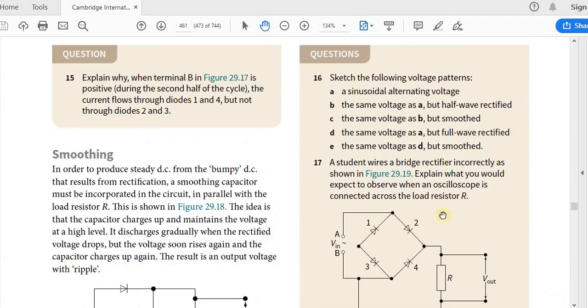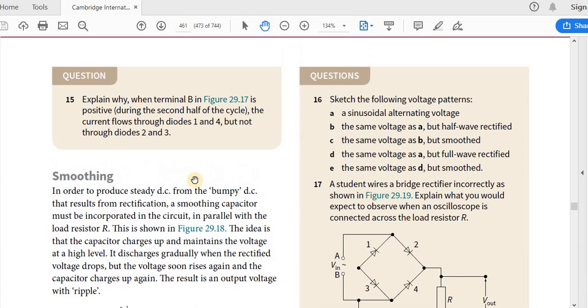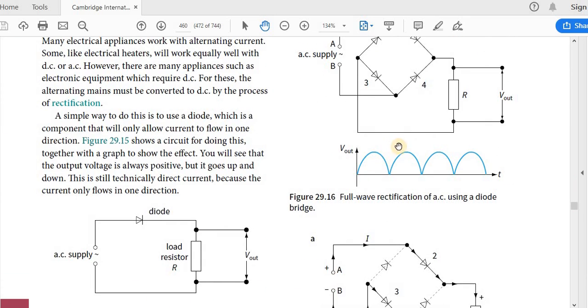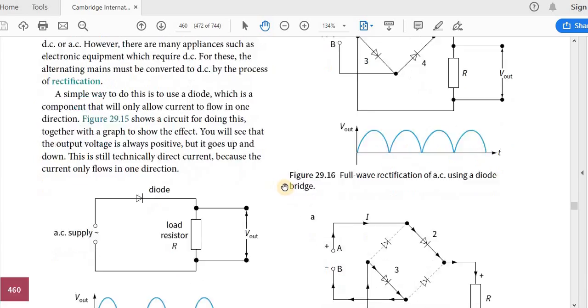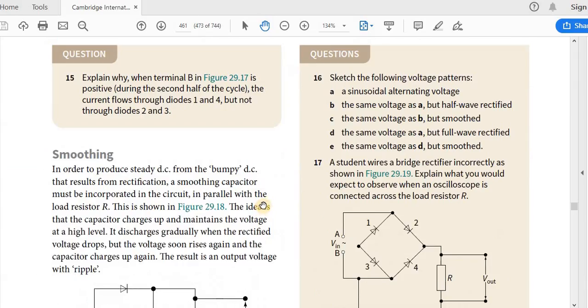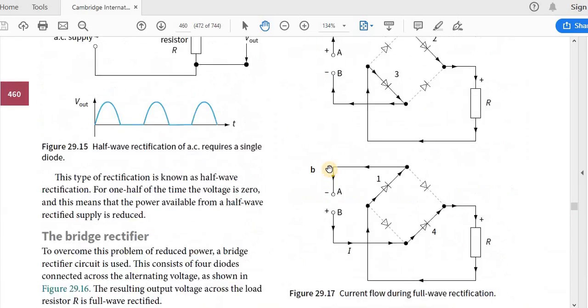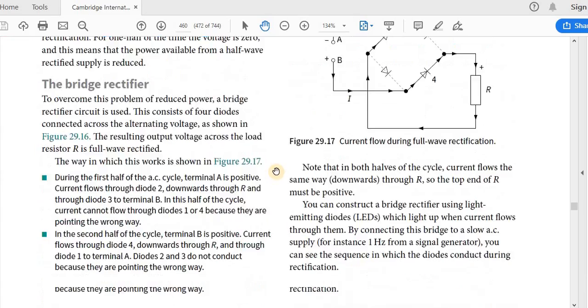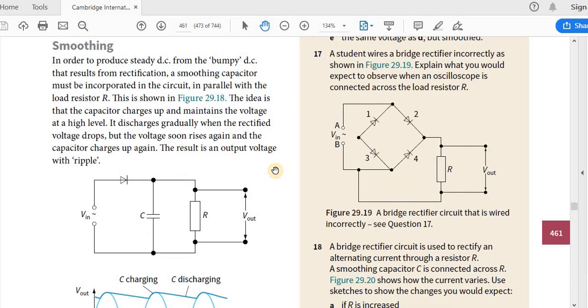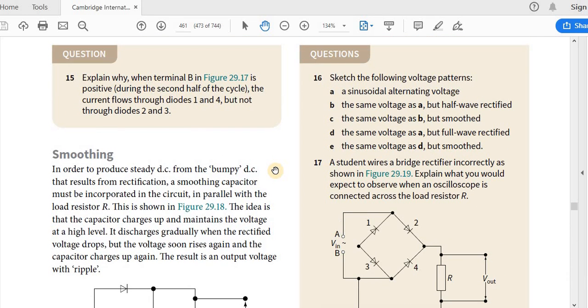And the last topic is smoothing. Now you have bumps here. We want to get rid of those bumps. In order to produce steady direct current, now here also it's DC, but it is bumpy. We can produce steady direct current by the process of smoothing. For this we will use capacitors.